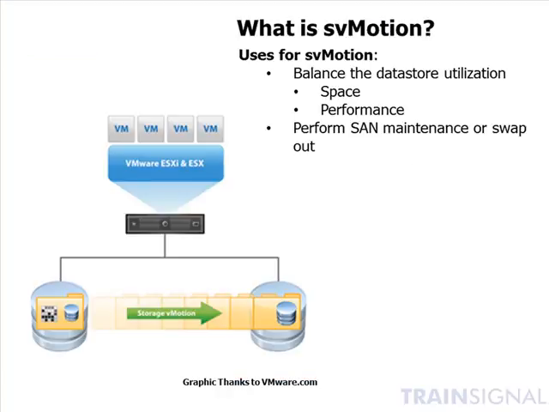So what are some of the common uses of Storage vMotion? Well, it's used to balance the data store utilization, like I talked about, and that could not only be performance, but it could also be space utilization. So if you're looking out there at a data store and it's starting to get filled up, you could actually move virtual machines that are stored on that data store to another data store that has more available space without causing any downtime to the end users using those virtual machines. It's a very cool feature of Storage vMotion.